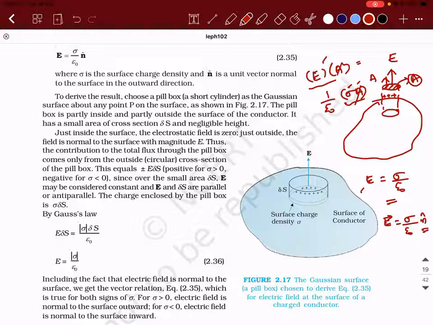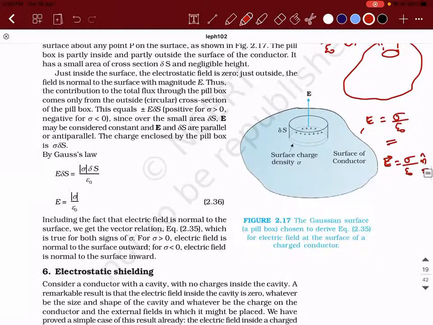Yeah, sigma is dq by dt or q by A, whatever you call it. Because it is uniform, right? You understood what is the meaning of uniform? Both are the same. Okay. So the only point that you need to make a note of here is, you ask the question whether it is the same for positive and negative charge. It is the same. The only thing is, in this case, you have considered positive charge. That is why the electric field is in the outward direction. So n cap is outward. If the charge had been negative, then n cap would have been in the downward direction. That is the only difference. So that's what they have given here. Including the fact that electric field is normal to the surface, we get vector relation 2.35. Where is it?